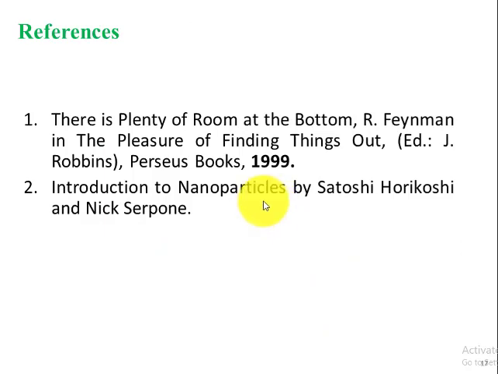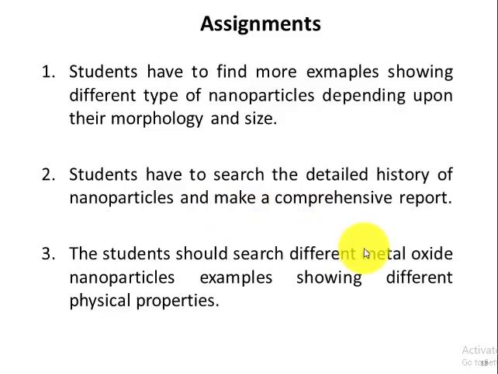The references for this lecture are "There Is Plenty of Room at the Bottom" by Richard Feynman, his book published in 1999. The second one is "Introduction to Nanoparticles" by Satoshi Horikoshi and Nick Serpone. These two books can be downloaded from the internet.